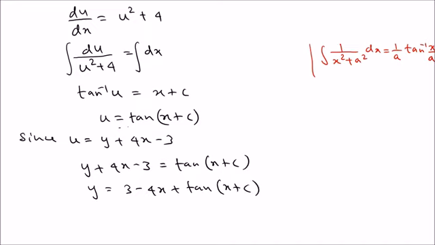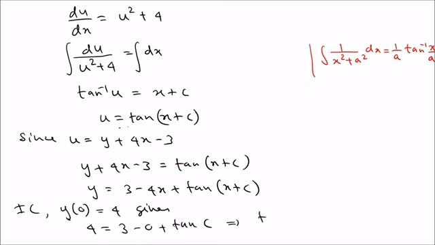And if you want to solve the initial value problem, you can use the initial condition y(0) equals 4. So we plug in that, so 4 equals 3 minus 0 plus tan c. So this says that tan c equals 1. In other words, c equals pi over 4. That's just one value. There are infinitely many values. So this is one solution, c equals pi over 4.